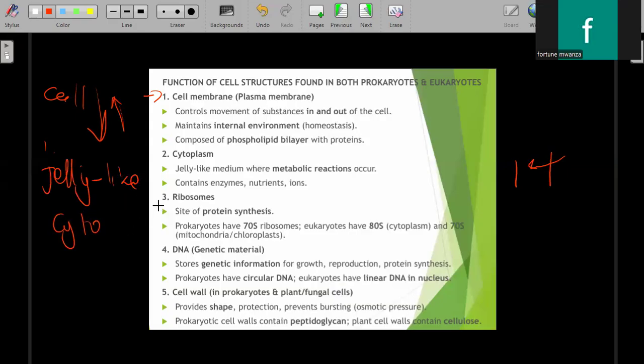You have the ribosomes. These ones are involved in protein synthesis. Then you are going to have DNA, which is going to carry your genetic material, and it's going to be found in the nucleus. Then you have the cell wall. This is the one which provides the cell its shape. In prokaryotes, you are going to find what we call peptidoglycan. So those are some of the parts which you are going to find in both eukaryotic and prokaryotic cells.